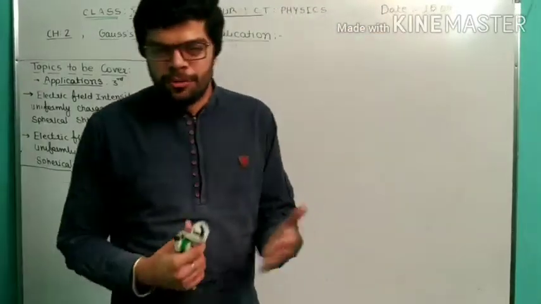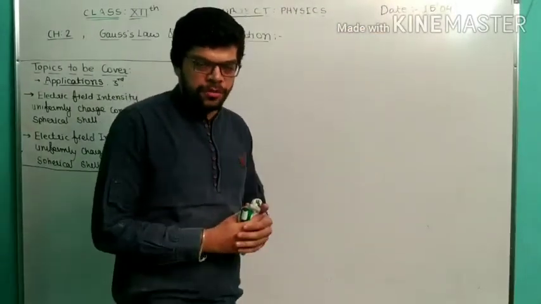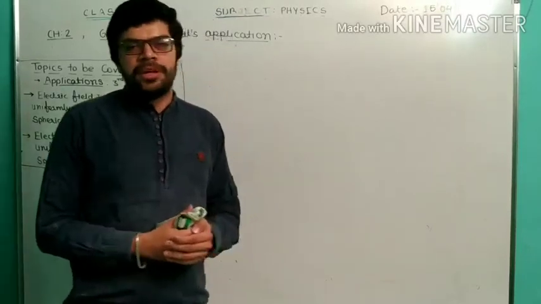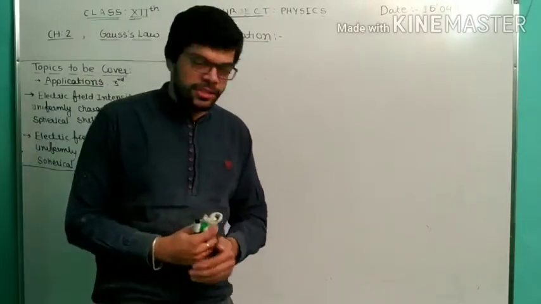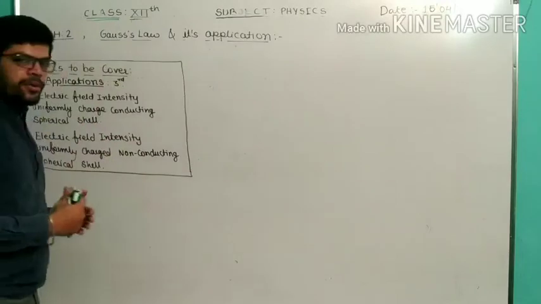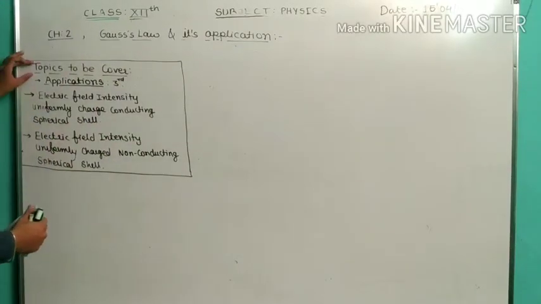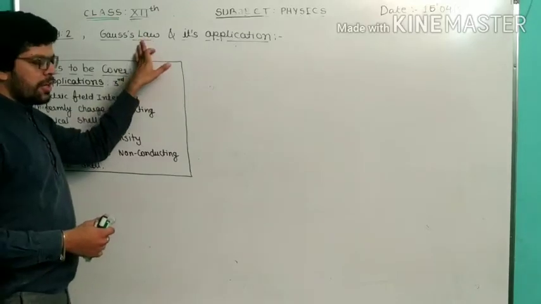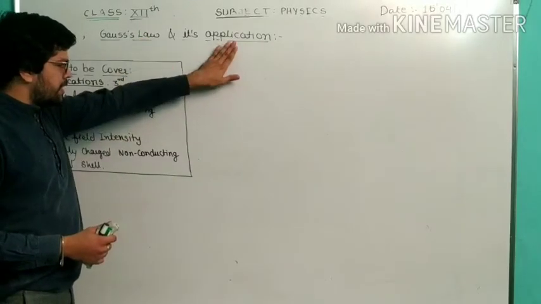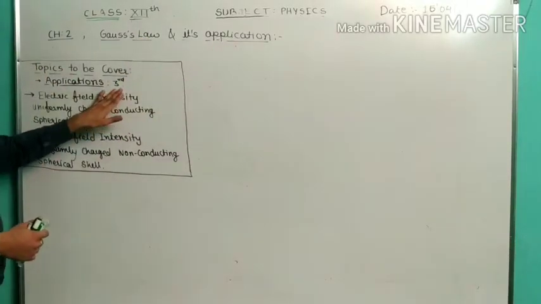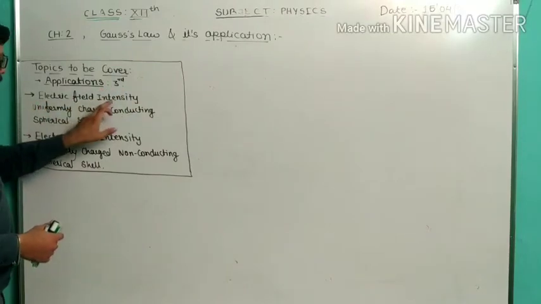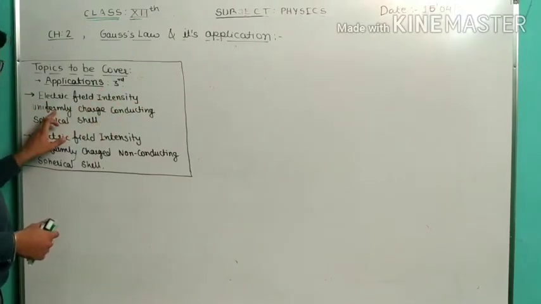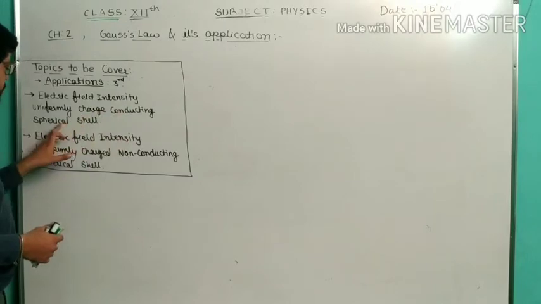So today we are going to cover the following topics of chapter number 2. The name of the chapter is Gauss's law and its application. So what are the topics we are going to cover here? The topic to be covered today is application number 3 of Gauss's law: electric field intensity of a uniformly charged conducting spherical shell.